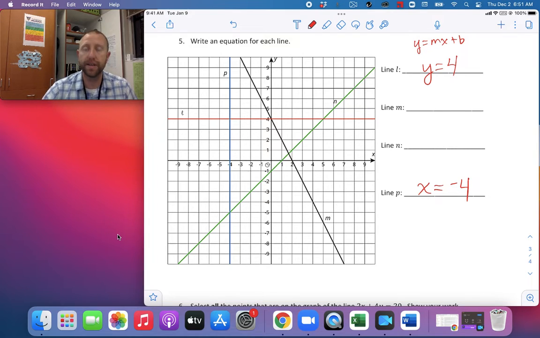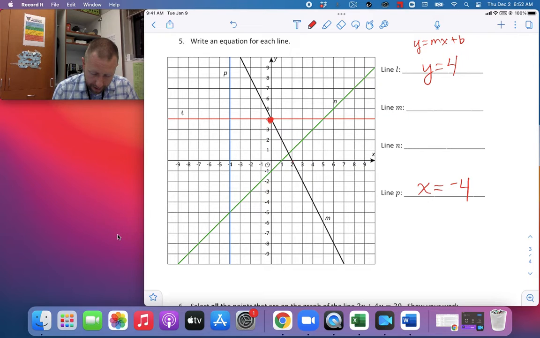Now for all the other ones, I'm going to use this y equals mx plus b. Okay, I need to find the slope for m. That would be this black line right here. I know on your quiz they were all black lines, but I'm going to look at this line right here. I can tell it has a negative slope, which a lot of you missed. Okay, and I can see that it crosses the y-axis at 4, just like line L did. Okay, so I'm actually going to use that as one of my points to find the slope.